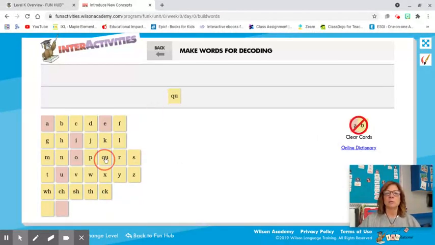We're going to use the QU, which remember, QU just makes the Q sound. We're going to get the A. And again, we're going to use the CK sound, which makes the K sound. And it's at the end. And that means that the A says ah. Here we go. Qu, ah, k. Help me do it. Qu, ah, k. Quack. Very good. A duck says quack.